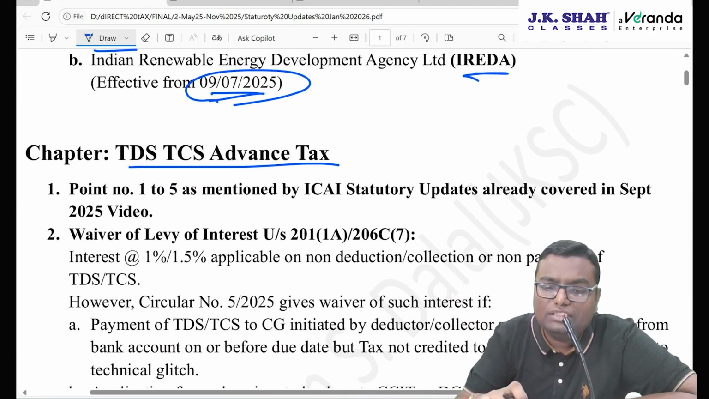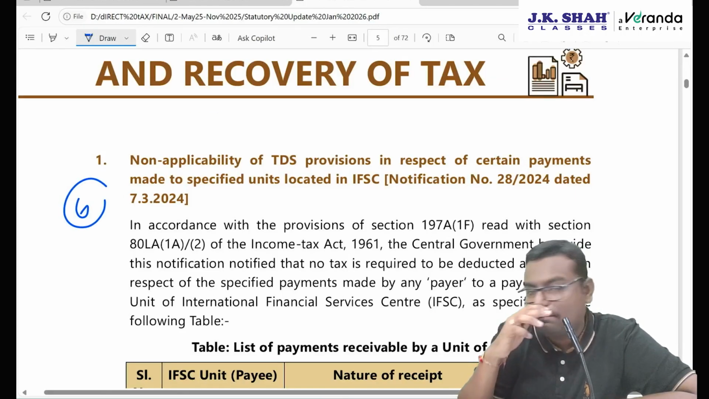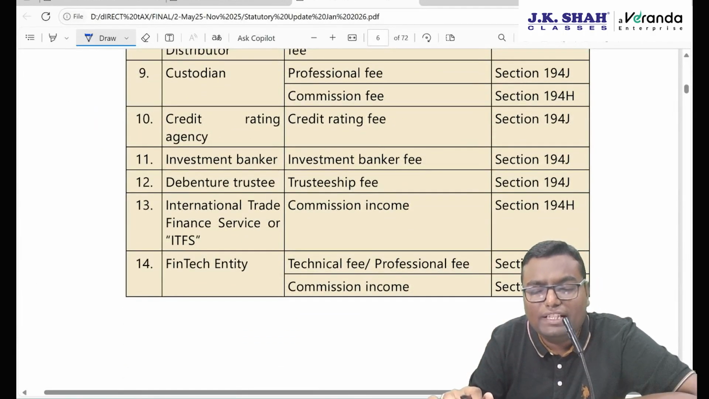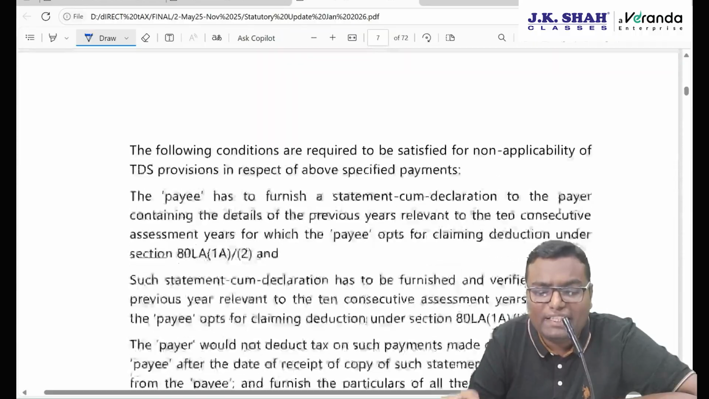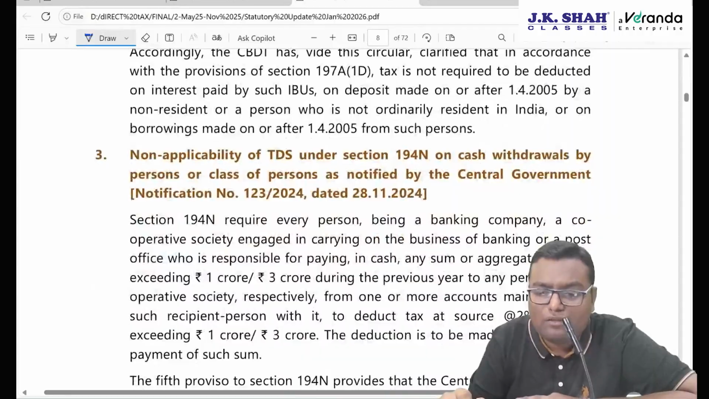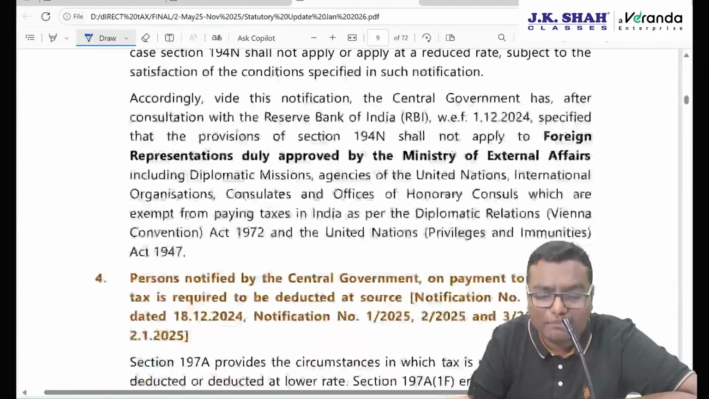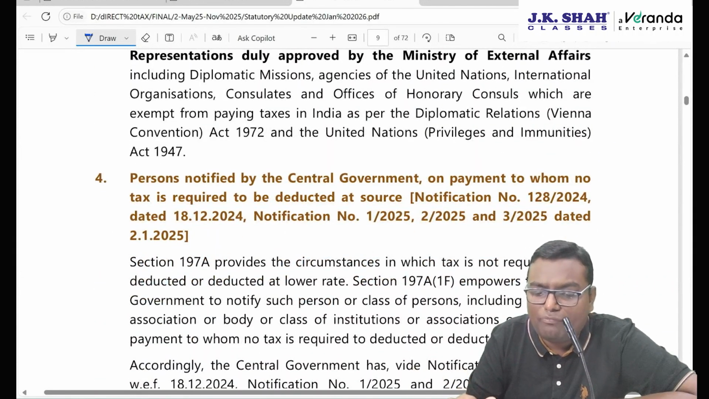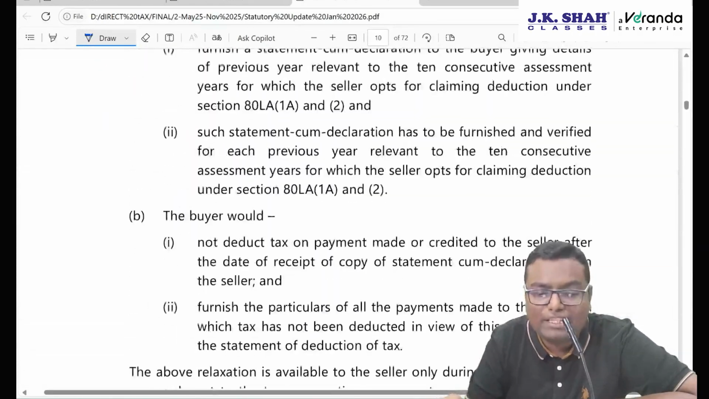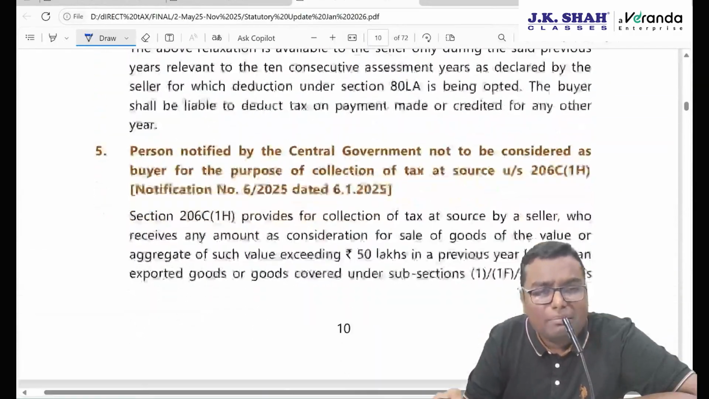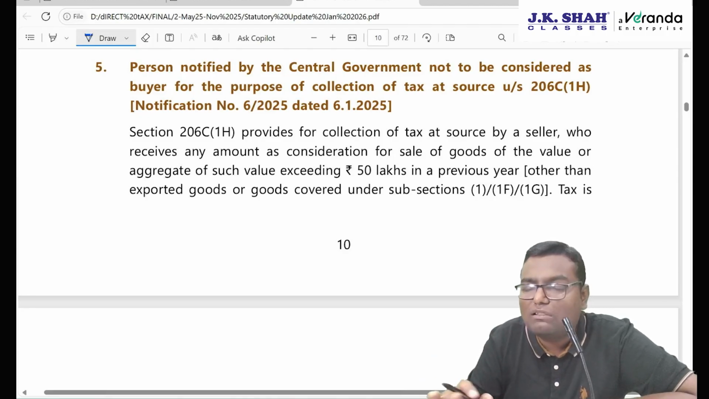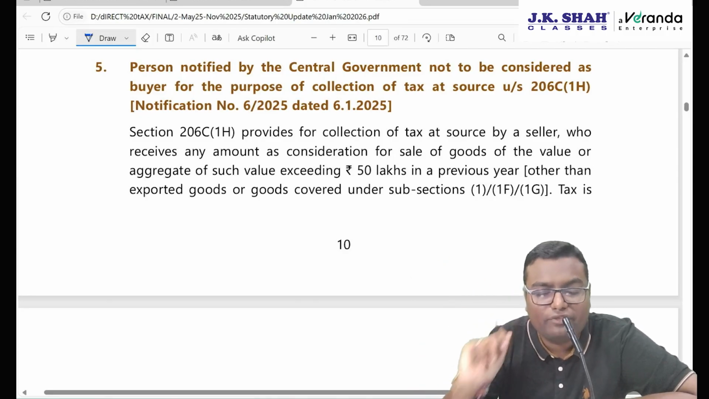The simple reason is there are total 6 statutory updates with regards to this chapter. The first one covers all the declarations to be given by a unit in GIFT City, that is IFSC. The second one is also about the same IFSC unit. The third one is about 194N, cash withdrawal exemption. The fourth one is about notification with regards to some more exemption under 197A, that is no TDS, less TDS. All these 5 points are already discussed in the September 2025 video, and hence I'm not supposed to discuss in detail. For that you have to refer to that video.